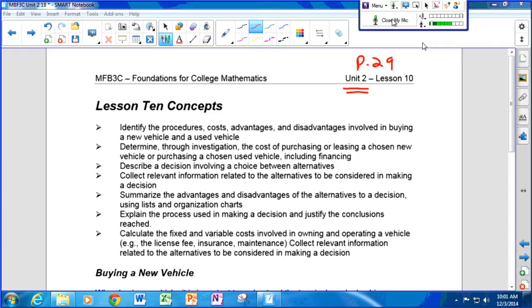So here we are at Lesson 10, the last lesson in Unit 2. Just going to be at the midpoint of the course after this lesson. And we're actually going to shift gears just a little bit here in this lesson. We've been talking about loans and investments, and we're still going to be working on loans, but we're going to be looking at the costs of purchasing vehicles, either new or used, and all the different costs involved in purchasing a vehicle.